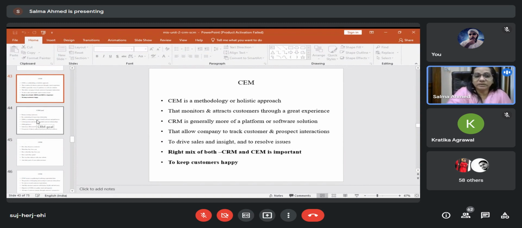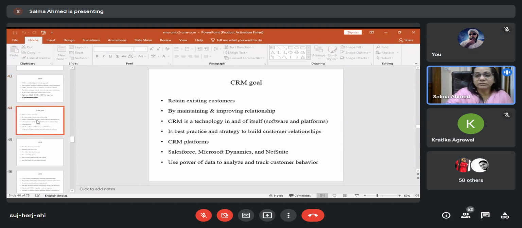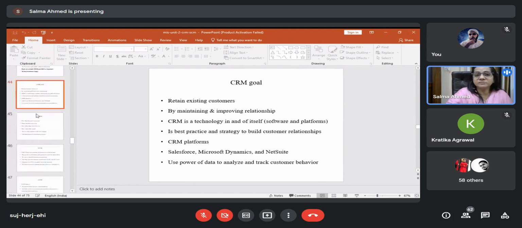Now, what do we need? We need a CRM or we need a CM. Both go hand in hand. We need both. We need customer relationship management in order to retain them, and CM is also important. If we give him a valuable experience, then automatically he's retained. Both are needed in order to keep the customer happy. Now, CRM's goal is to retain existing customers by maintaining and improving relationships.